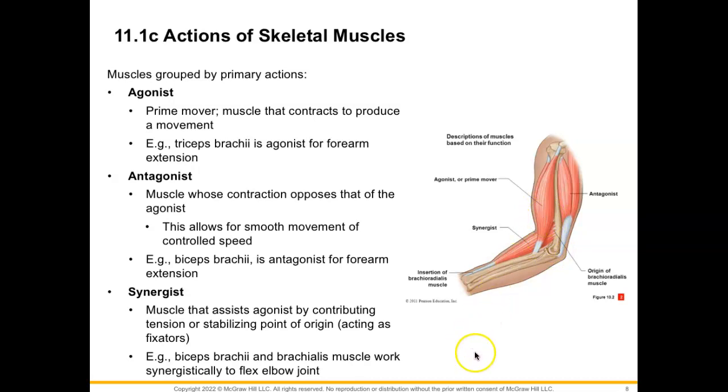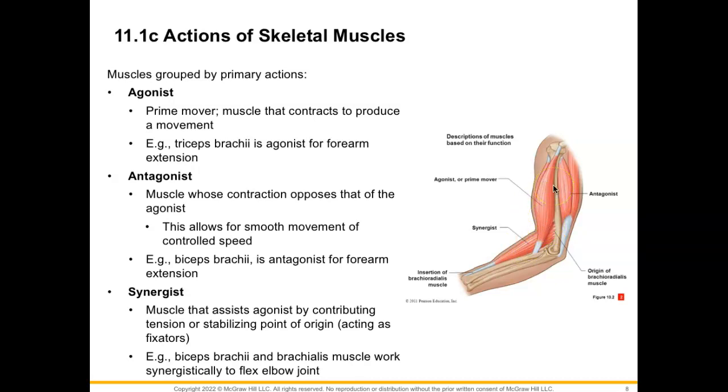And the last term we're going to discuss is a synergist. This is a muscle that assists the agonist by contributing tension or stabilizing the point of origin. It can act as a fixator, basically making sure that we're going to be able to utilize the biceps in order to do that movement.